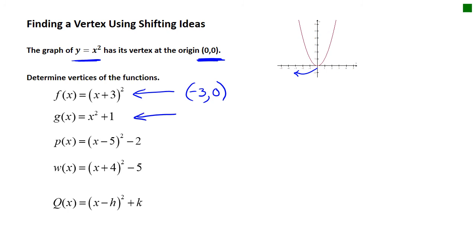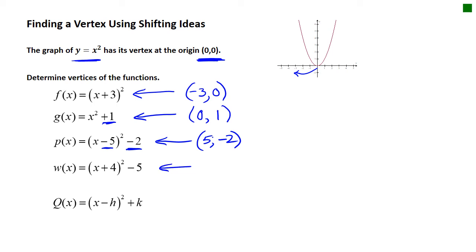My second graph, remember the +1 means it's on the outside, so it shifts up. That's only going to be shifting the y value because y is up. So we wouldn't change the x value from the origin. We'd stay at 0, and my y value would be 1. In the next function, we shifted with the -5 right 5, so that means my x value increases by 5, goes to the right 5, and my y value goes down 2, so that would be from 0 down 2 would be -2. So my vertex is 5, -2.